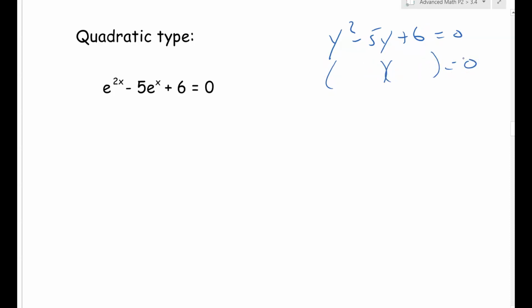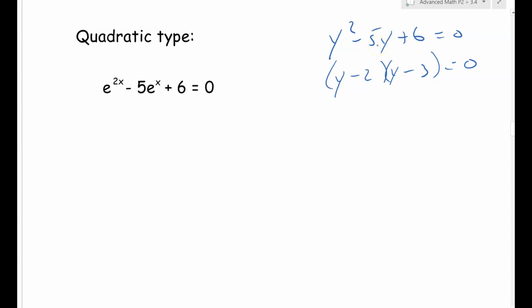Okay. You have to factor that. Well, how does that factor? Well, in this case, it's going to factor into y minus 2 and y minus 3, right? That gives me the correct answer, because negative 2 times negative 3 is positive 6, and negative 2y plus negative 3y gives me negative 5y.